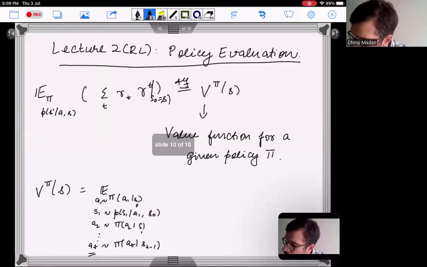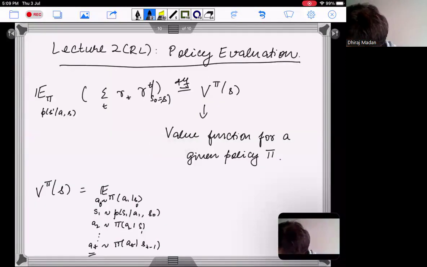Okay, so the first action I'm calling A naught. A naught is chosen from pi of A naught given S naught, and S1 from P given A naught and S naught, and A1 from pi of A1 given S1. In general, an action AT is picked from pi of AT given ST, and the next state, ST plus 1, is chosen from the transition distribution P of ST plus 1 given ST and AT.